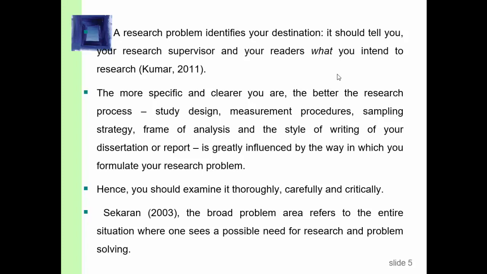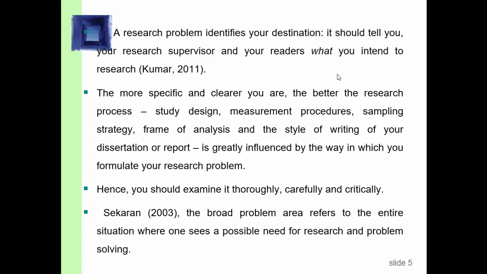Once the research problem is clear to you, I often ask the students to clarify their mind about their research topic. Because once you are familiar with your topic, you acquire the relevant knowledge about that issue, then it becomes easy to form the study design, measurement procedures, sampling strategy, frame of analysis, and style of writing your dissertation or report. It becomes easy once you are clear about your research problem. Hence, you should examine it thoroughly, carefully, and critically.